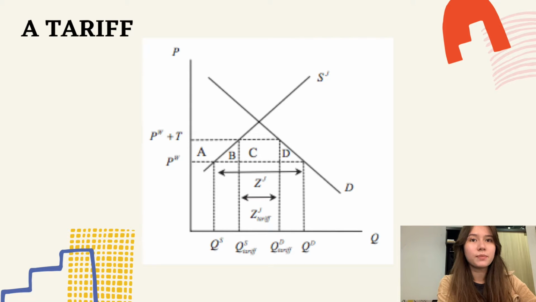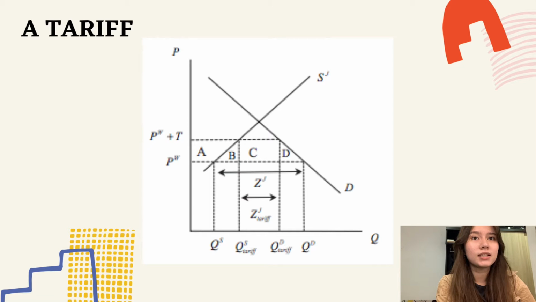Next is the tariff. Let's introduce a specific tariff on Japan's imports of rice. This policy is depicted in this figure. The world price is PW. At this price, Japanese rice suppliers choose to supply QS, and Japanese consumers' demand is QD. The difference, QD minus QS, is ZJ, which is imported from Vietnam.